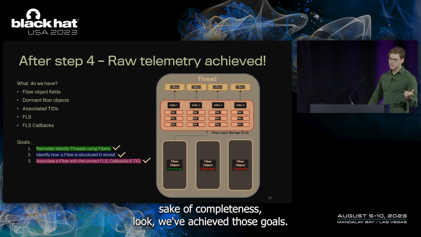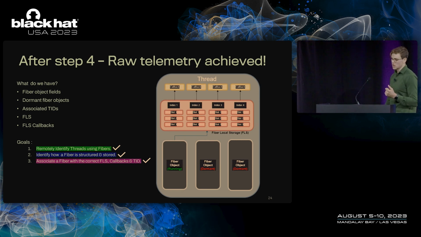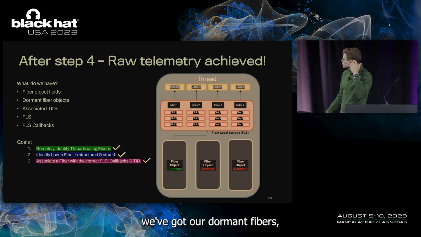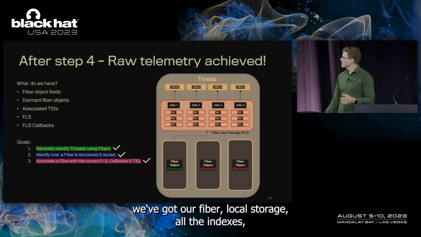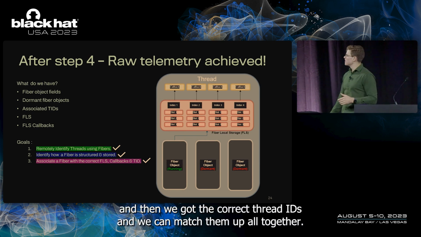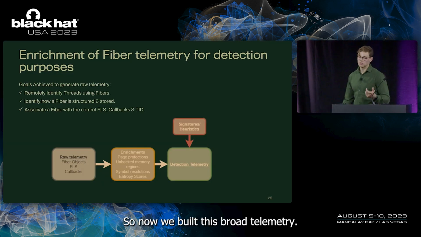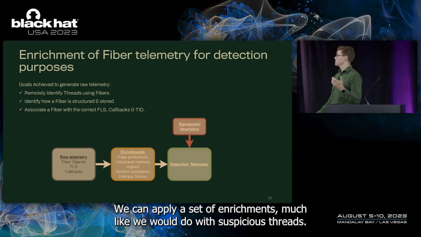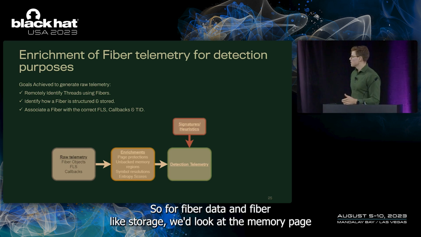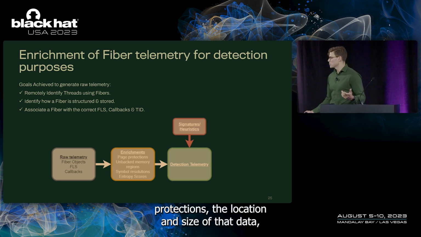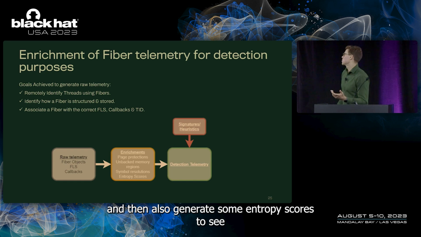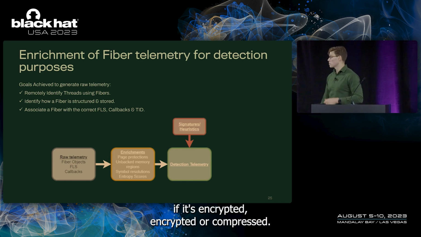So for the sake of completeness, we've achieved those goals. We've got our fibers, we've got our dormant fibers, we've got our fiber local storage, all the indexes, and then we've got the correct thread IDs, and we can match them up all together. So now we've built this raw telemetry, we can apply a set of enrichments, much like we would do with suspicious threads. So for fiber data and fiber local storage, we'd look at the memory page protections, the location and size of that data, and then also generate some entropy scores to see if it's encrypted or compressed.